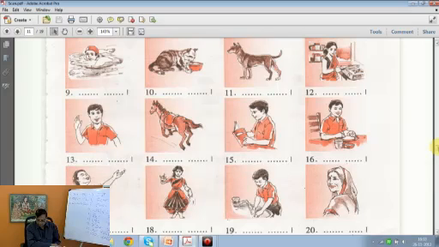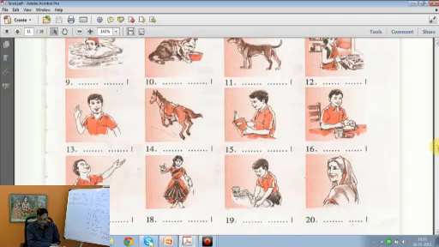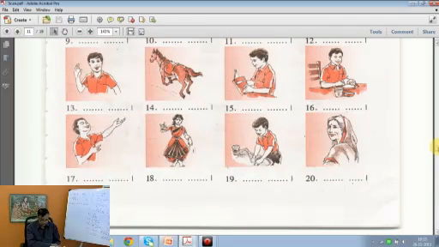Then in the next, balakah, 16th one, khadati. Khadati is eating. A boy is eating. Then balakah kim karoti? Gayati. A boy is singing. Here, mahila nrutyati. A lady is dancing.